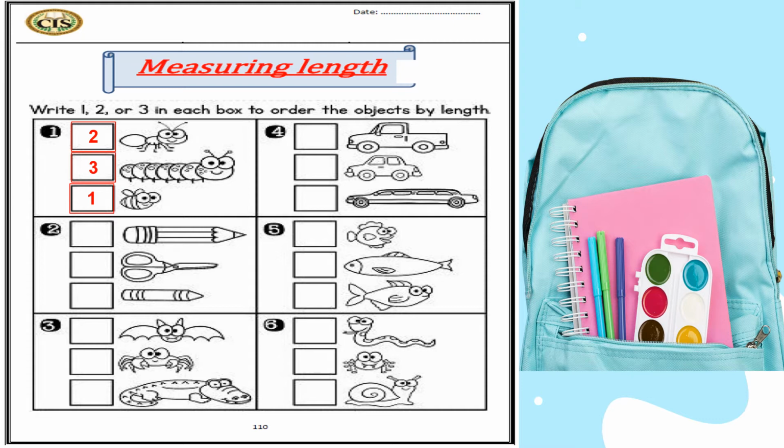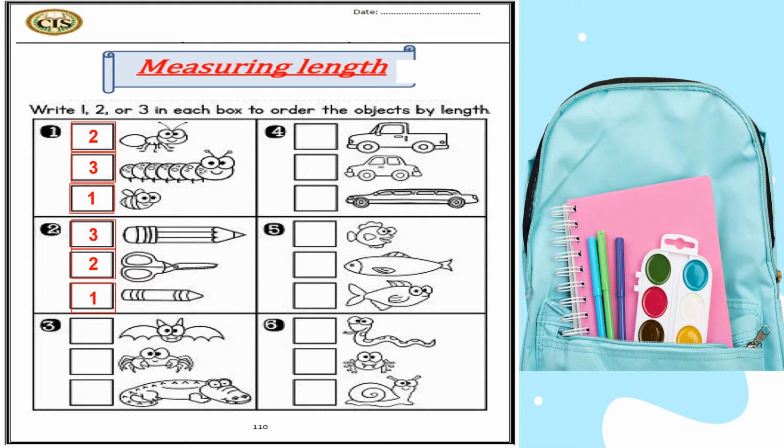Number 2. Which of these objects is shortest? Yes, this one, we will give it number 1. And which of them is longer? Let's think. This one, number 2. Which of them is very long? This one. This is number 3.